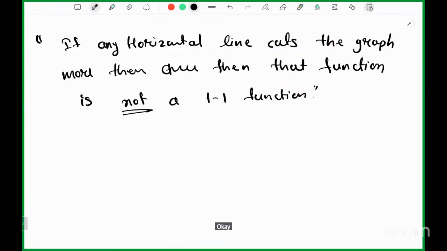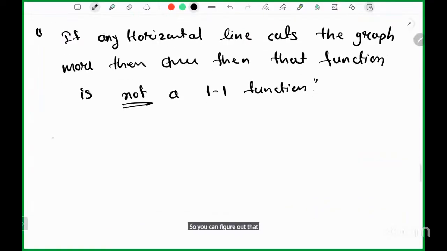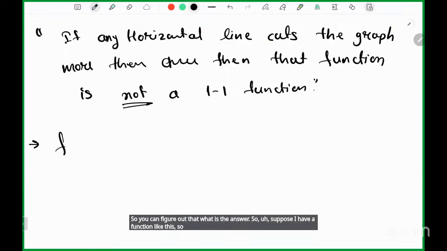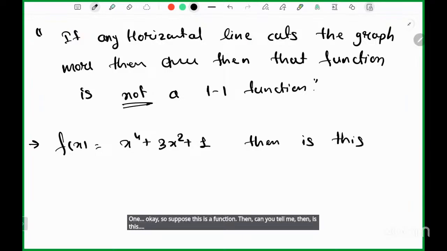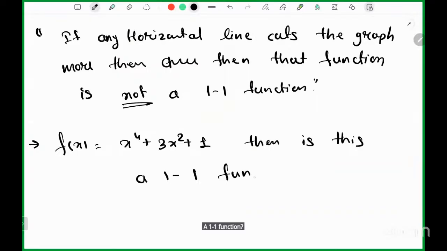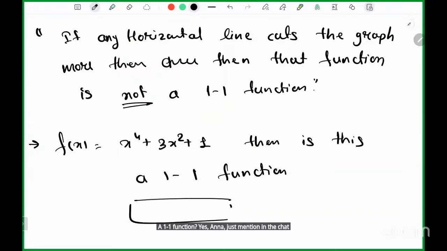Okay, so now I'll ask you guys one question, so you can figure out the answer. Suppose f of x equals x to the power 4 plus 3x squared plus 1. Suppose this is a function. Can you tell me, is this a 1-1 function? Yes or no? Just mention it in the chat. Just recall your knowledge of polynomials and then you can answer. Is this 1-1 or not? Message in the chat.